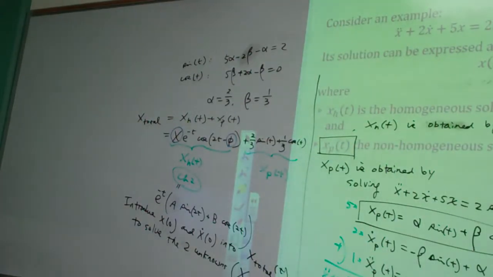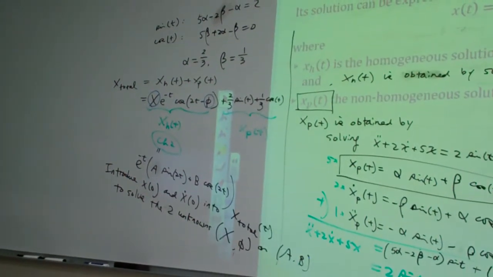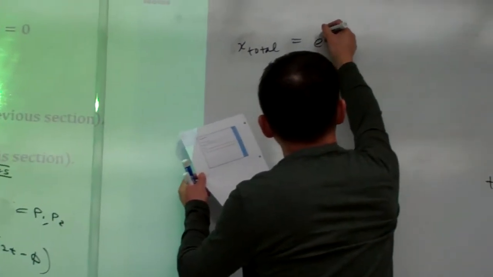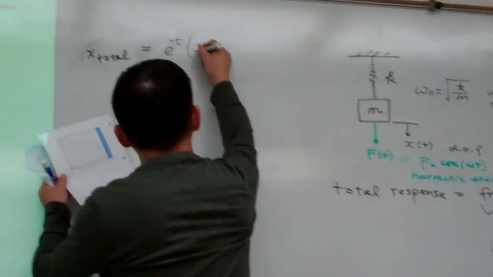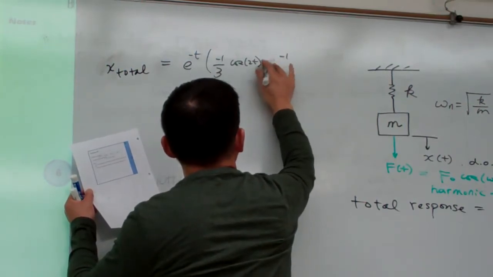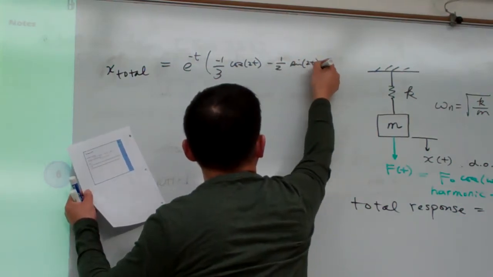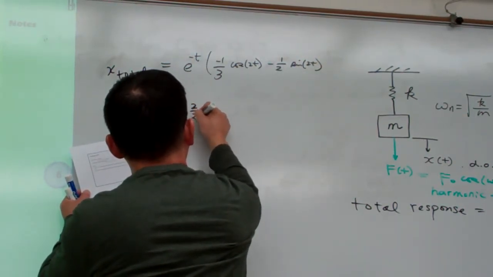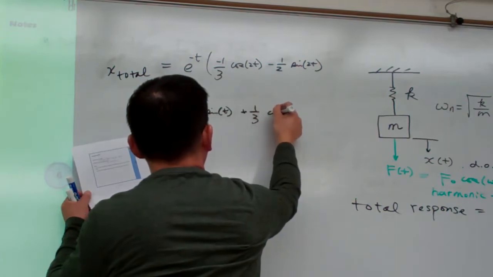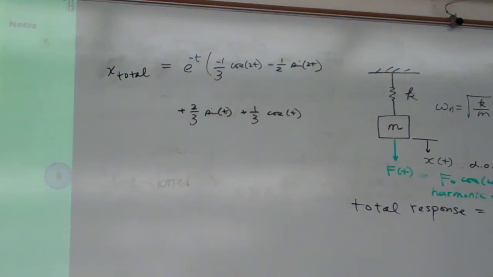So let me write it up here. So in this way, we can get the total response equal to e to the minus t and minus 3 cosine 2t plus minus. Okay. I think that is the thing here.